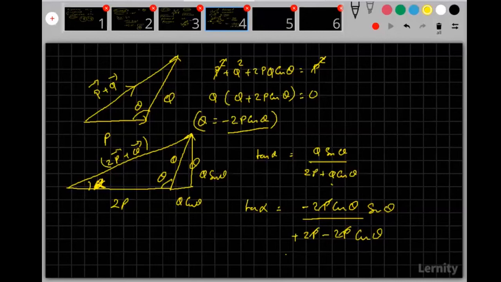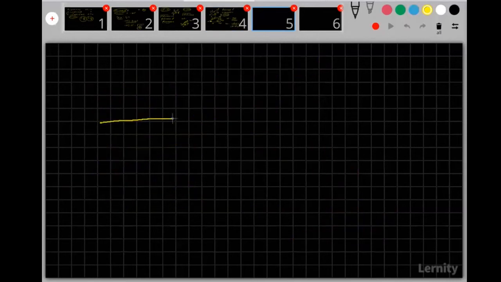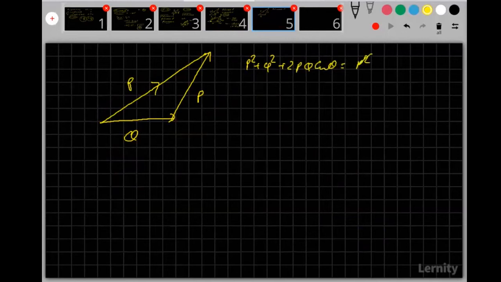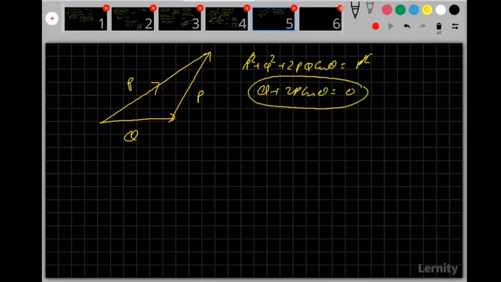Okay, something is going wrong here. Basically, if I have my cos theta with 2P, then it will work out better. Sorry, it will work out now. So this is Q, this is P, this is R, which is P. P squared plus Q squared plus 2PQ cos theta is equal to P squared, cancel. Q plus 2P cos theta is equal to 0. This I have with me. Now I'm doubling this.